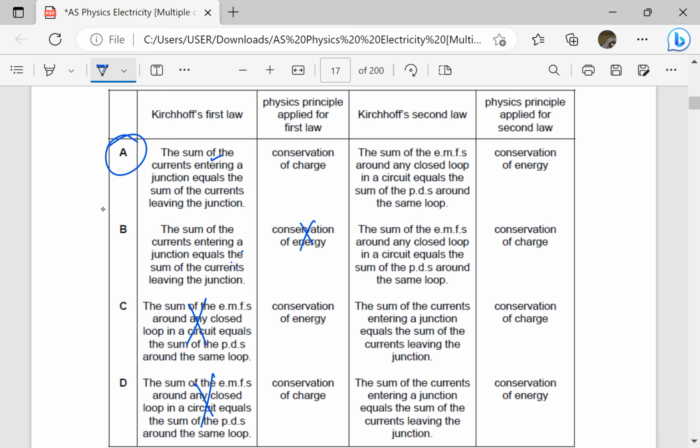Conservation of charge, of course. For the second law, sum of EMFs around any closed loop in a circuit equals the sum of PDs around the same loop. It is conservation of energy. So the answer is A.